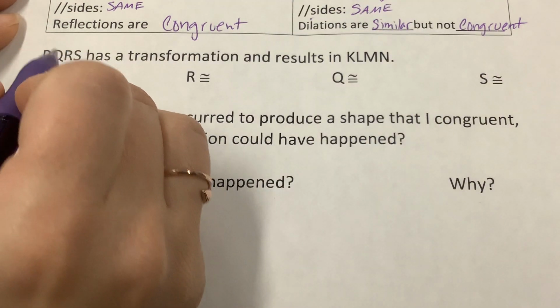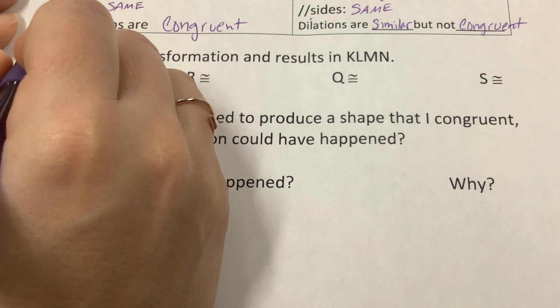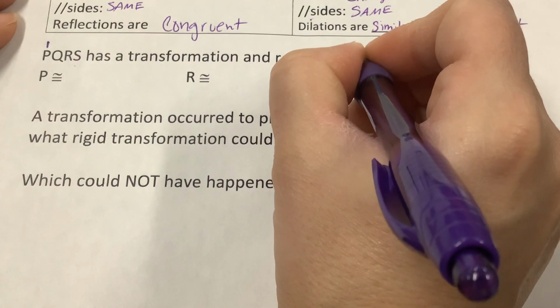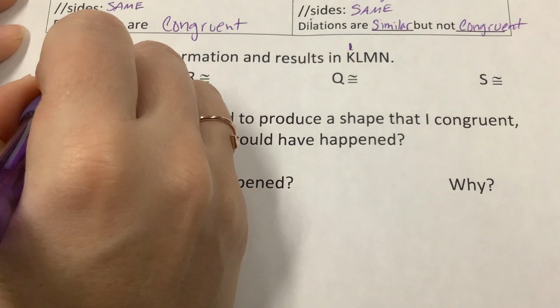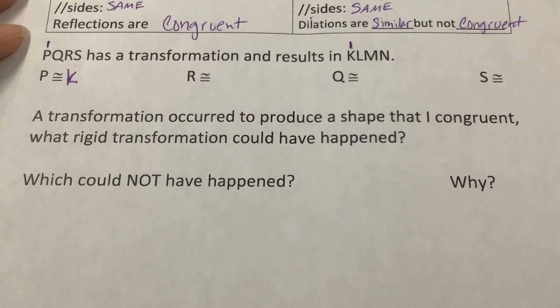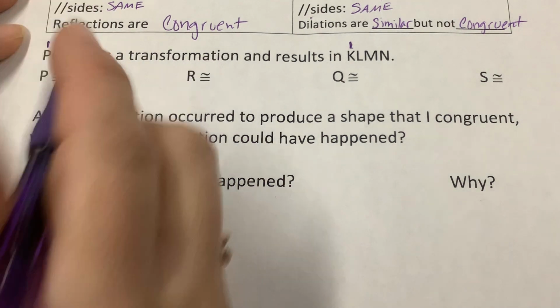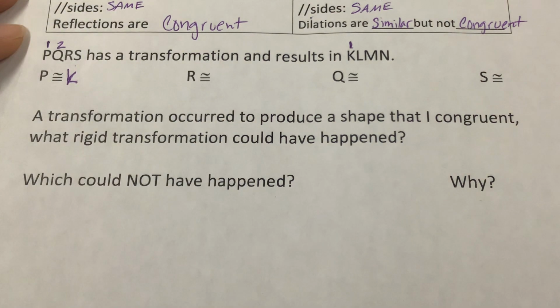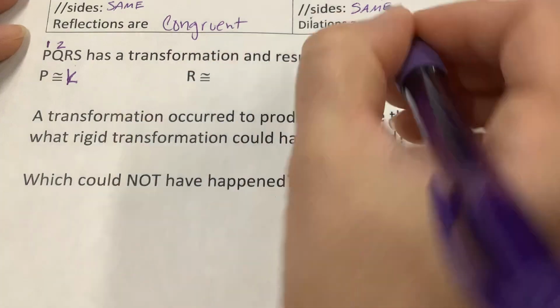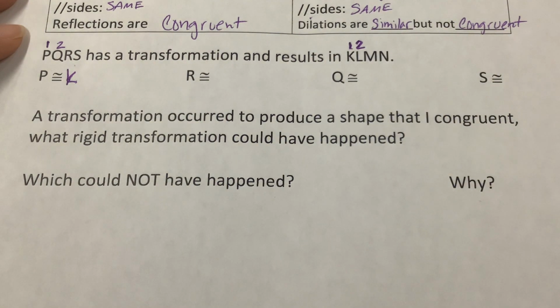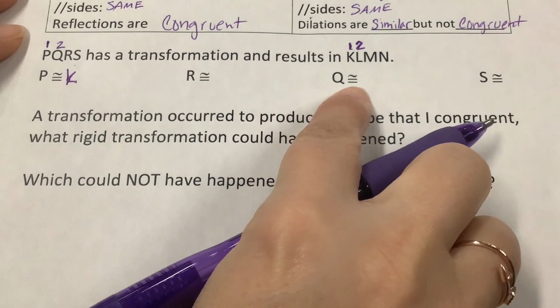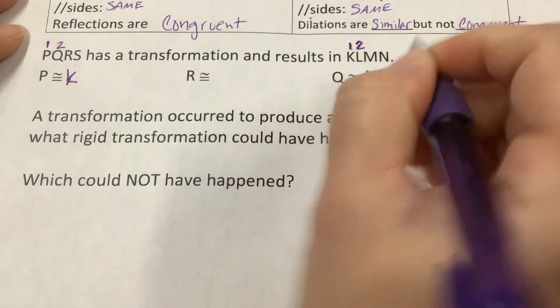But order matters. So if P is in the first position, then that's the same as K being in the first position. So P is the same as K. So P is congruent to K, because the angles don't ever change. So Q is the same as what? Q is the same as the second position, which is L. They're both in the second place, right? So Q is congruent to L.